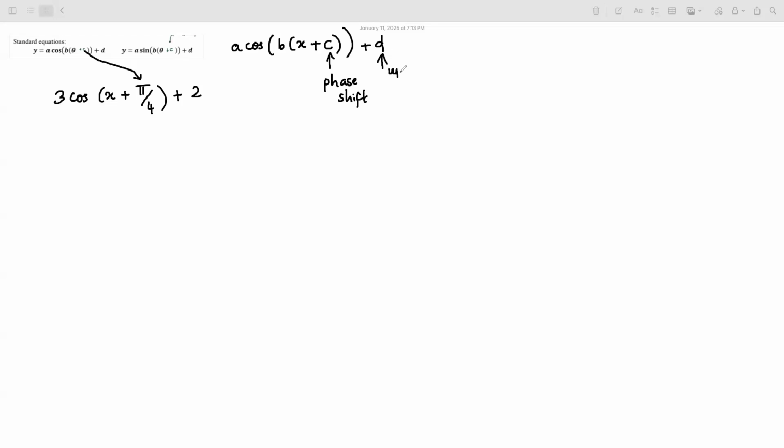This is up or down. This one is the horizontal translation. This is the horizontal stretch or compression, meaning horizontal dilation, I would call it. This is the vertical dilation. Any questions here? No.